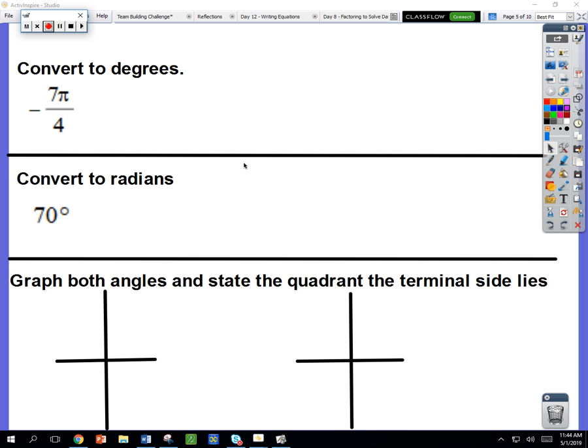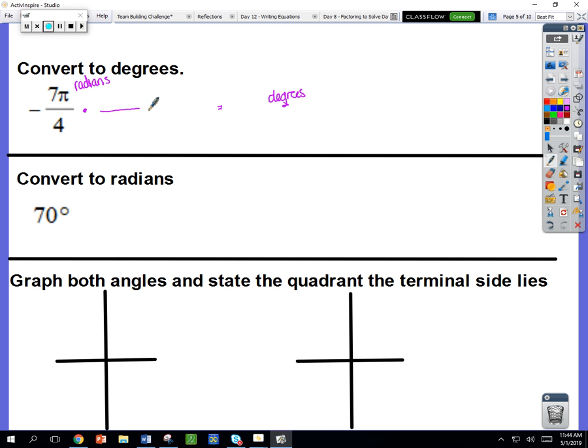Alright, so now we're going to talk about converting to and from degrees and radians, graphing angles, and writing the angle given the graph. So converting to degrees, I want my answer to be in degrees when I'm finished. And because this is in terms of pi, that means this one is in radians.